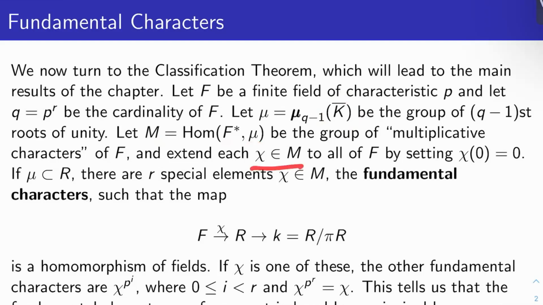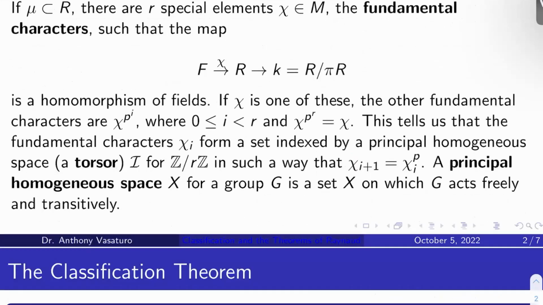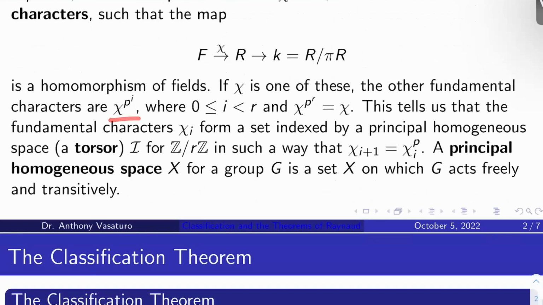And we'll extend each chi in M to all of F just by setting chi of 0 equal to 0. If mu is in R, so remember R is a DVR of mixed characteristic under this setup, then there are special elements chi in M called the fundamental characters. These characters have the property that the map chi from F to R, followed by the map from R to K, which is just R mod pi R, the residue field, is a homomorphism of fields. So if chi is one of these, you can get all the other fundamental characters just by taking p to the ith powers of chi, where i is at least 0 and less than r, and chi to the p to the r is chi.